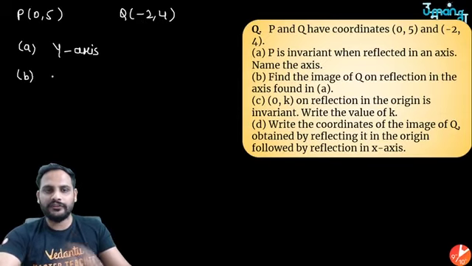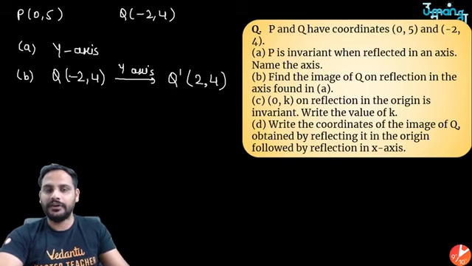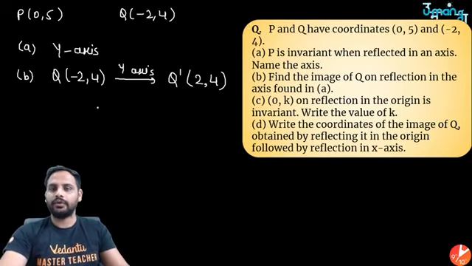Second, B. Find the image of Q on reflection in the axis found in A. So Q's reflection under the y-axis. We have (-2, 4), and we have to do the reflection under the y-axis. So let's say Q dash: the only thing is that -2 will become 2, and the y coordinate remains the same. So the reflection of (-2, 4) will become (2, 4).